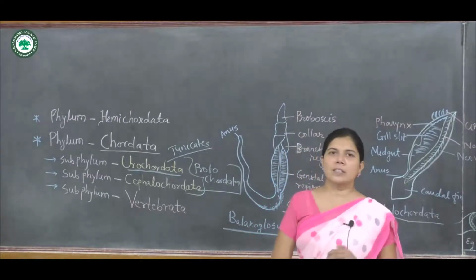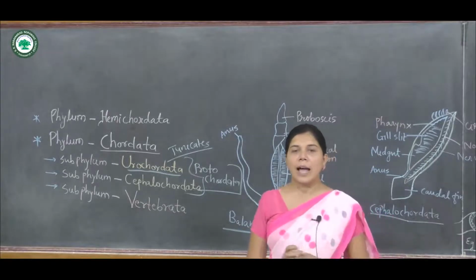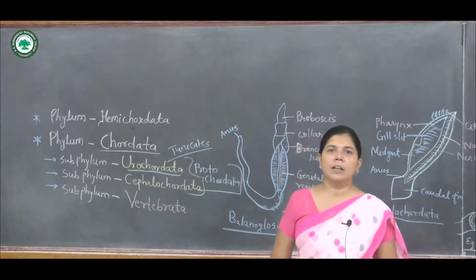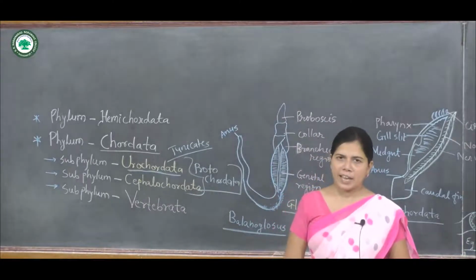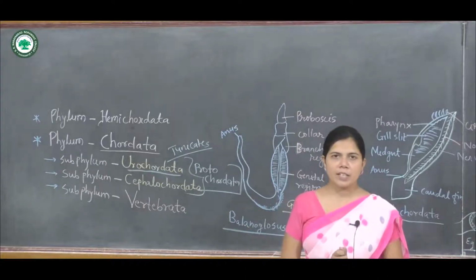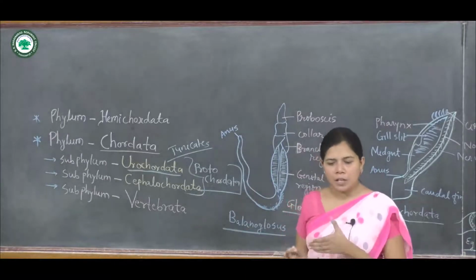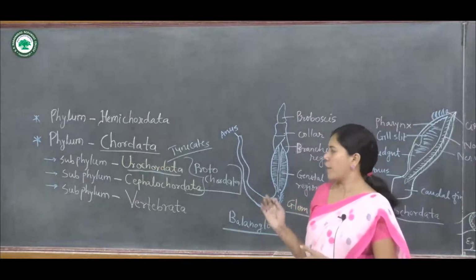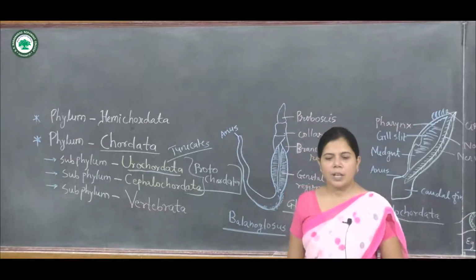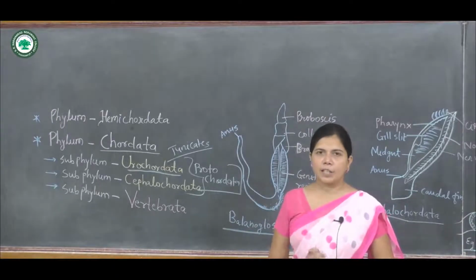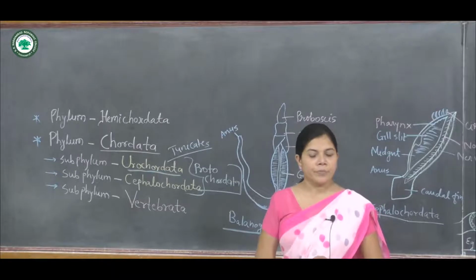Again, the body consists of a pharynx. The pharynx has many gill slits, and respiration is carried out by the gill slits present in the pharynx. A closed circulatory system is seen in the subphylum Urochordata. Again, the development takes place indirectly in the Urochordata.